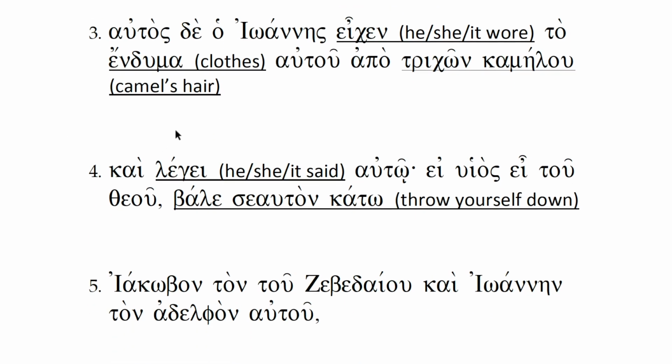Number three, autos de ho Ioannes eichen to enduma autou apo trichon kamelou. Okay, another postpositive here, de, oftentimes going to translate it first in English, even though it can't be first in the sentence. So, and John, and so we have this autos here. Now, names can be kind of tricky because this looks like a feminine, doesn't it? Looks like maybe a genitive feminine or something. But if we have trouble with names, we can always look at the definite article. Almost every time a name shows up, it'll have a definite article with it because names are, by definition, definite, so we can tell that this is nominative masculine singular. This is also nominative masculine singular. So that's going to give us a hint about what's going on.